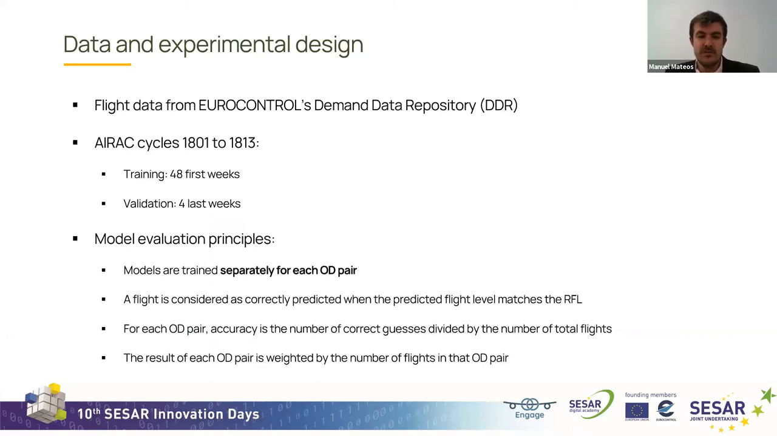Some basic hypotheses for the evaluation. We create a separate model for each OD pair. A flight is considered correct when the requested flight level matches with the data. For each OD pair, the accuracy is the number of correct guesses divided by the number of total guesses. It's the same for the global results. We just take all the guesses and divide by the total guesses, taking into account all the pairs considered.